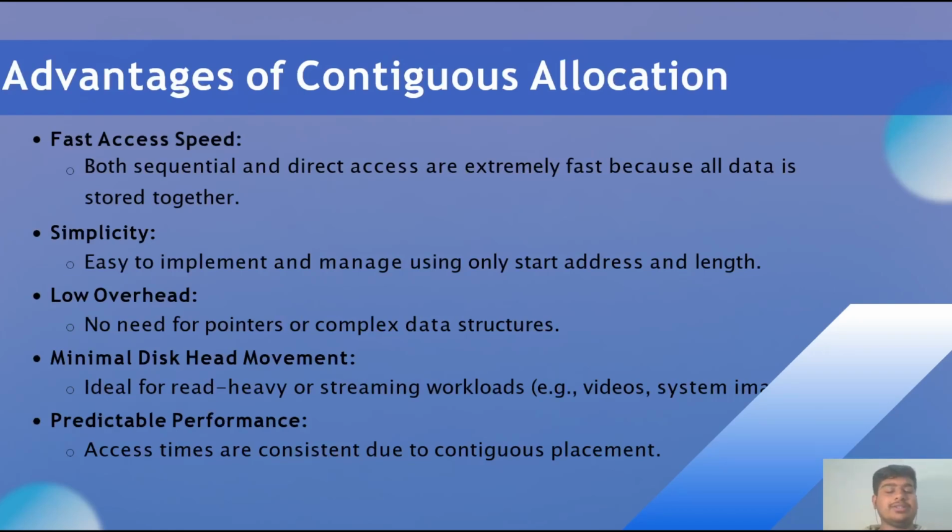Here are the main advantages of contiguous allocation. First, fast access. Files are stored continuously, so both sequential and direct access are quick. Second, simple implementation. Only the start block and the length are stored. Third, low overhead. No pointers or index table are required. Fourth, predictable performance. Access time remains consistent. Next, it is good for static files, that is, data that does not change often, like a mini system of files.